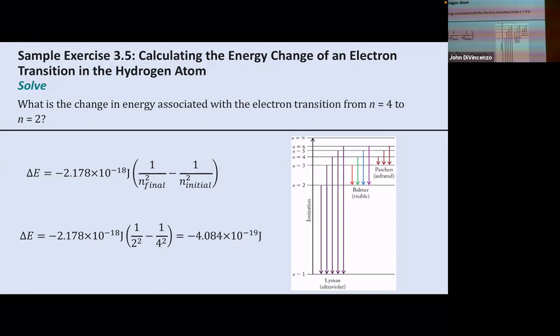So, say 6 to 5 would have a larger wavelength than 2 to 1. Right. Yes. Lower energy, larger wavelength. Anything else with this?